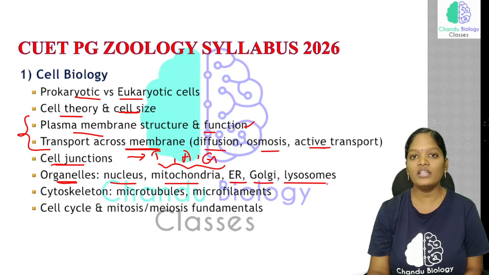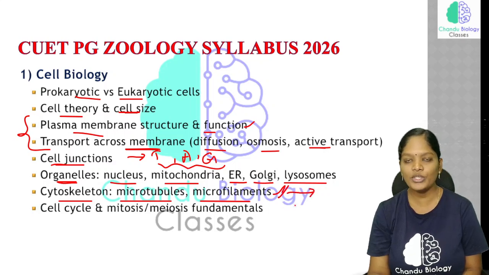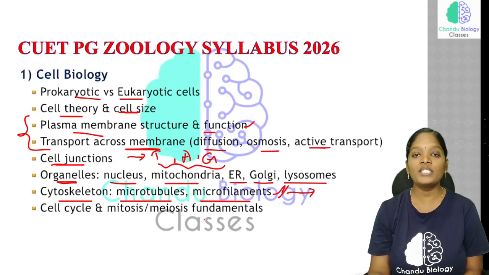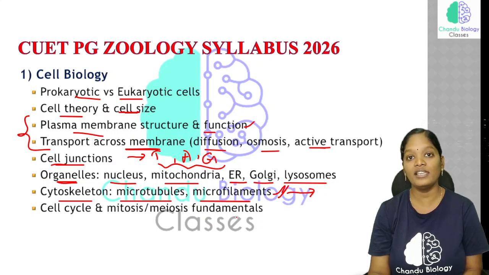So these are all the cell organelles. These are not the only organelles present in the cell, there are other important organelles too, but here is where the questions are very frequent. Okay, so cytoskeleton, microtubules and microfilaments. This is the very important cytoskeleton. There we're going to study what is meant by microtubules and microfilaments and what their function is in cell cycle and cell division.